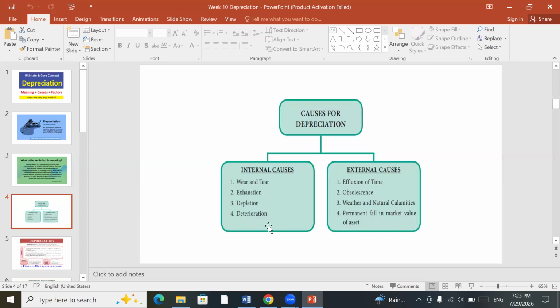And deterioration, that means the market condition falls down. If the market condition or market price falls due to different causes or circumstances, in this situation it is called deterioration. This is the internal causes of depreciation, and the other side is the external causes of depreciation.